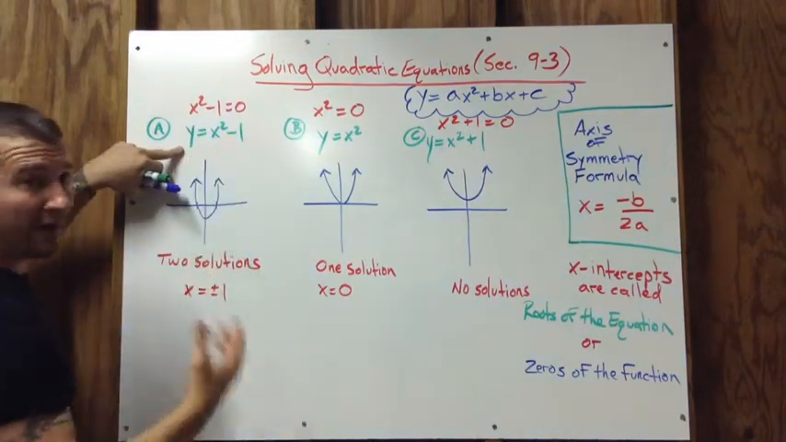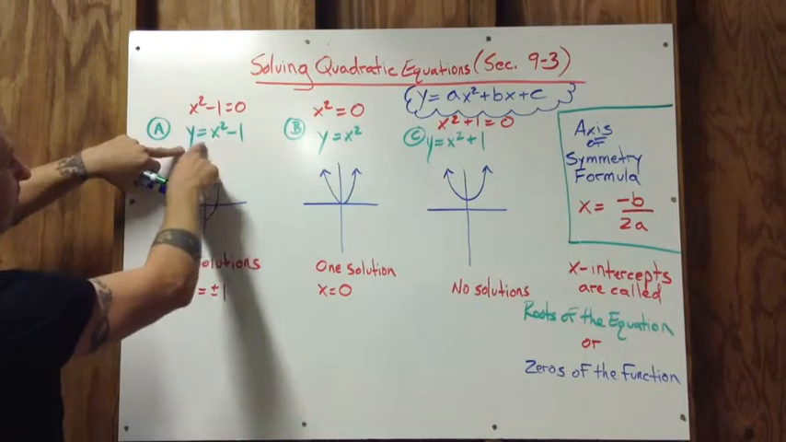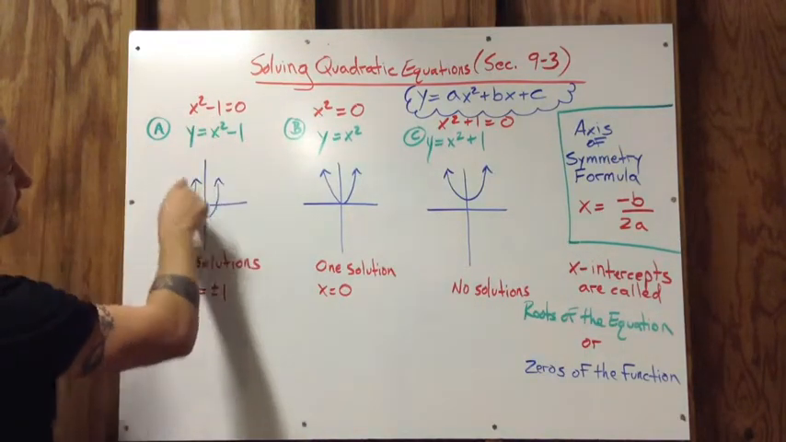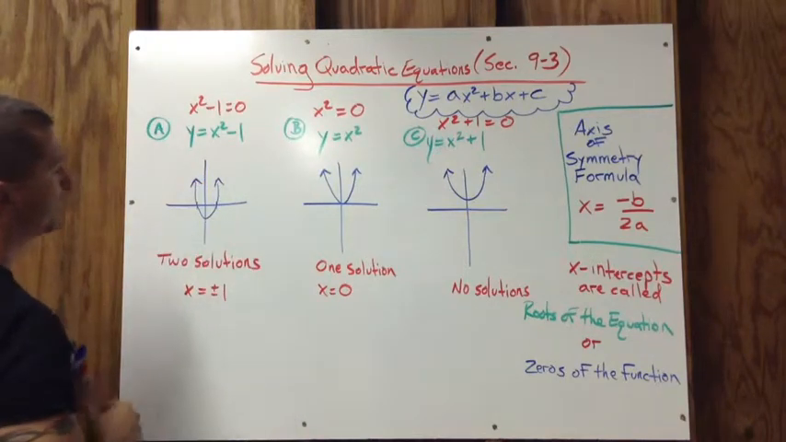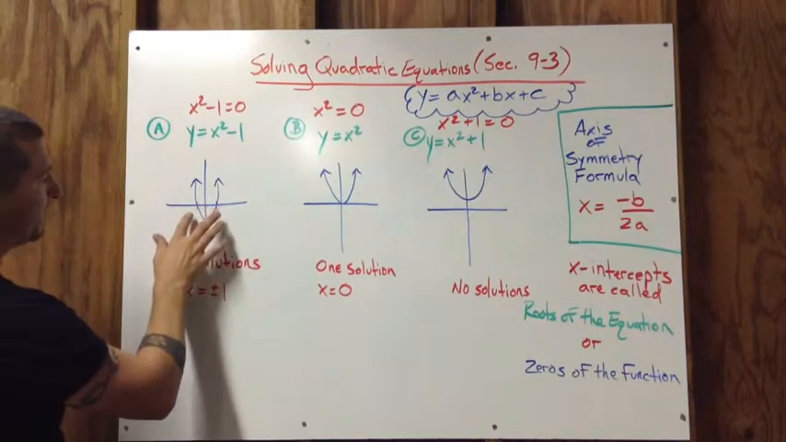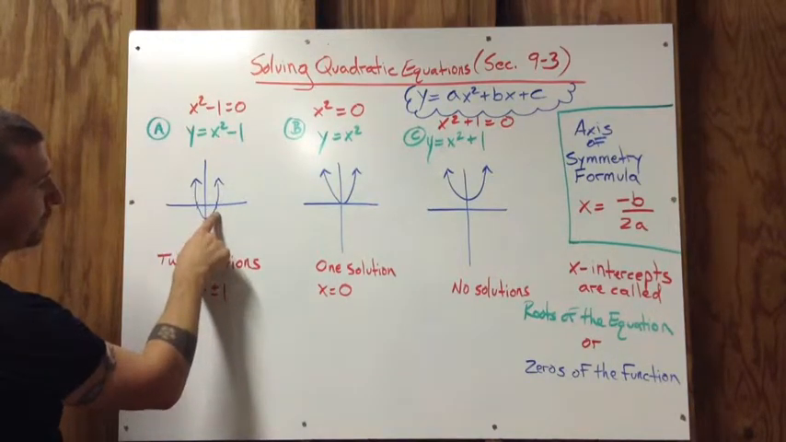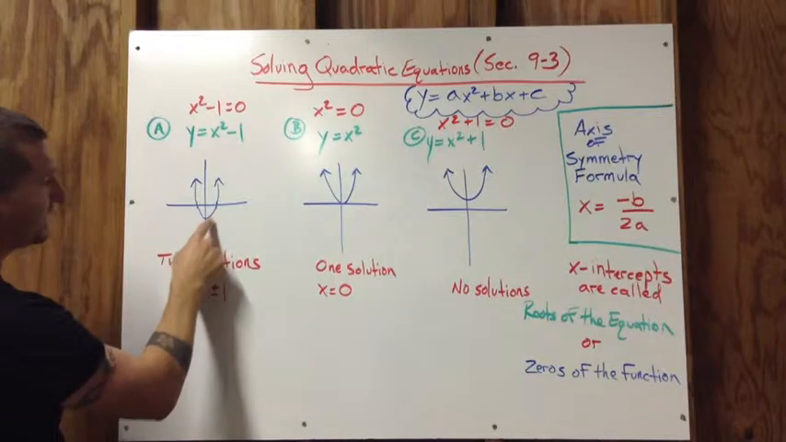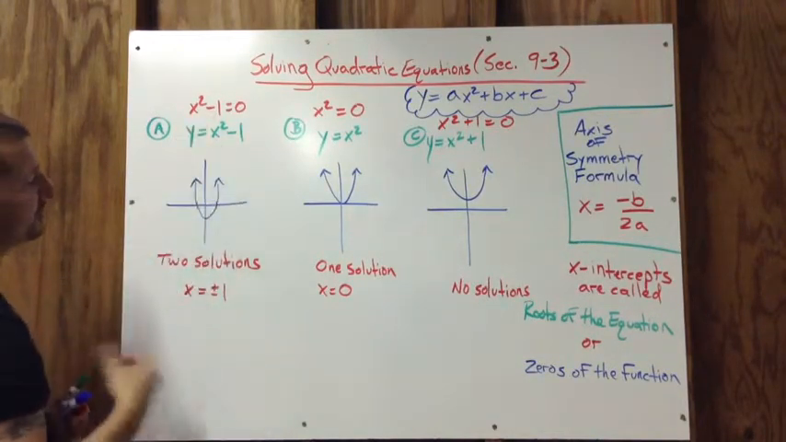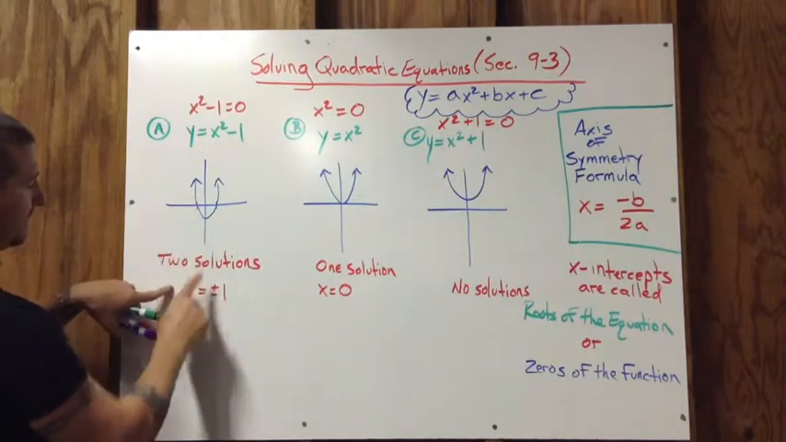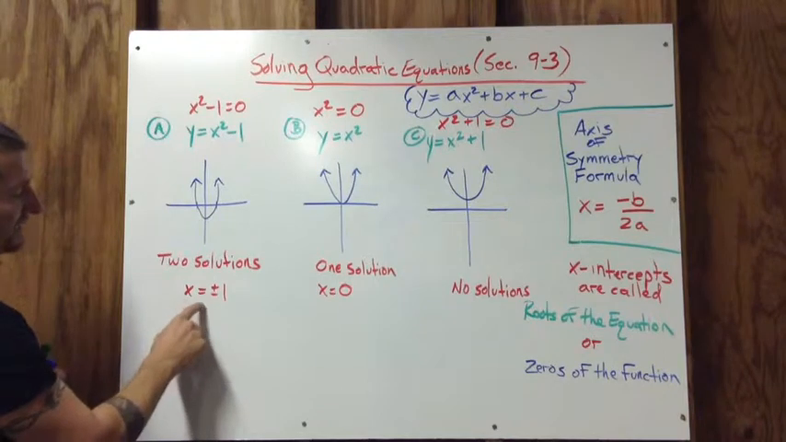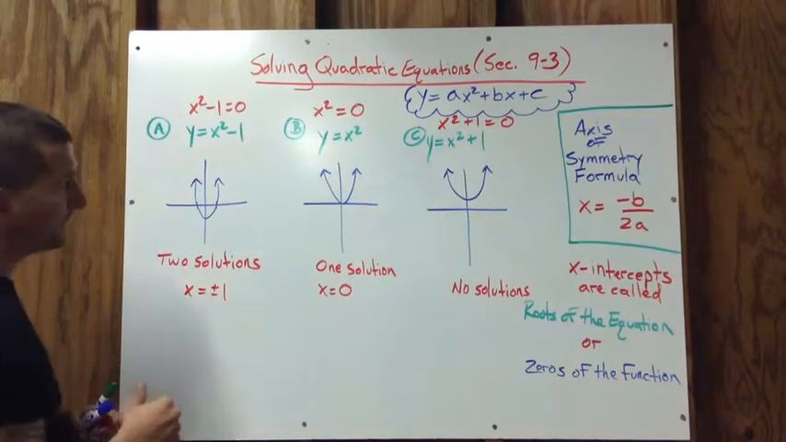Well, the graphing method to find out the answer would be to graph y equals x squared minus 1. And when we graph it, that's what it would look like. It's a parabola. It crosses through the x-axis twice, at the value of 1 for x and the value of negative 1 for x. So this problem has two solutions, negative 1 and positive 1. So we write that this way. We say x equals plus or minus 1.